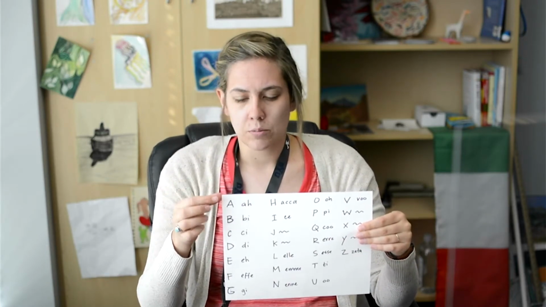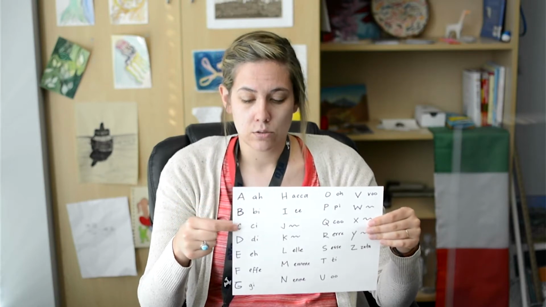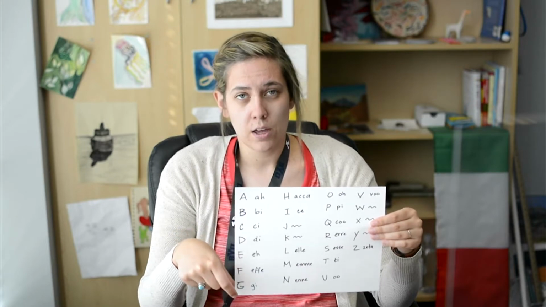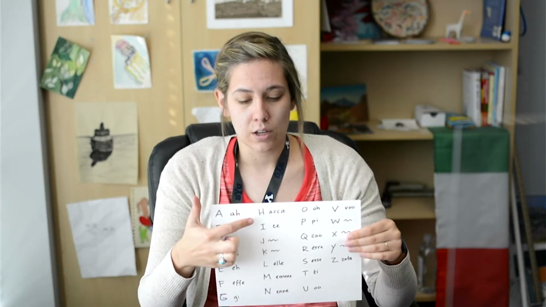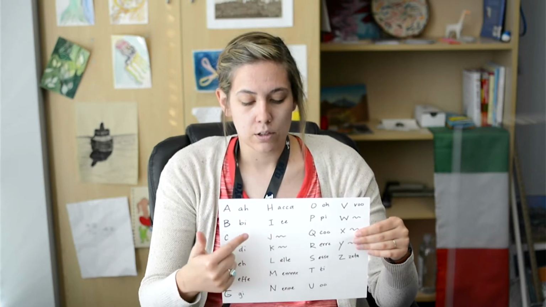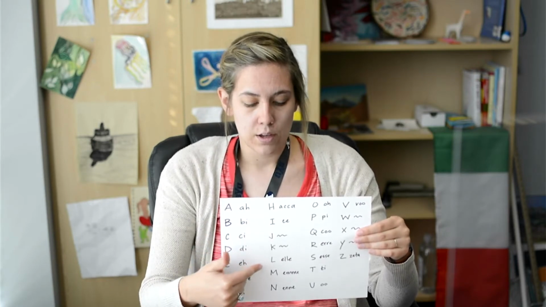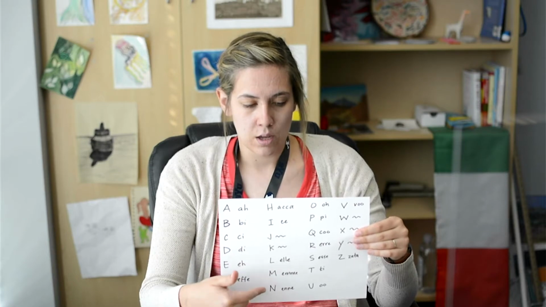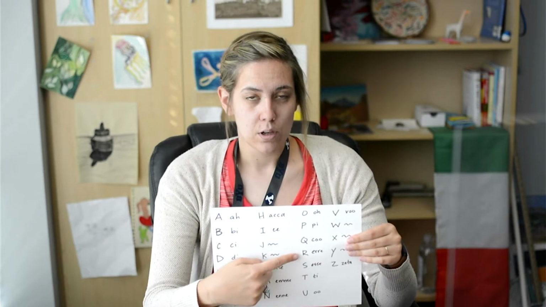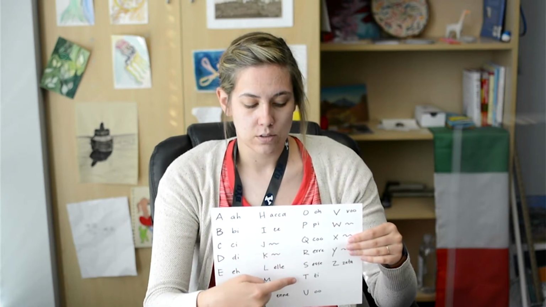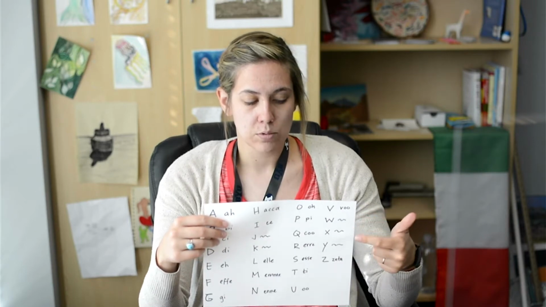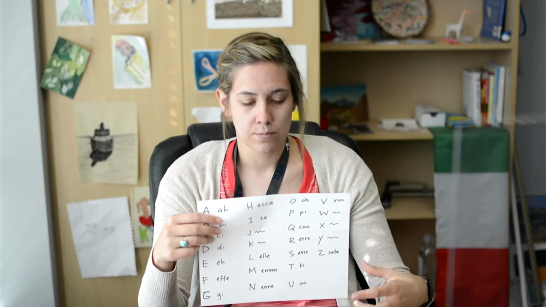So anyway, we have A, B, C, D, E, F, G, H, I, then we skip J and K, sorry, L, M, N, O, P, Q, R, S, T, U, V, skip, Zeta.